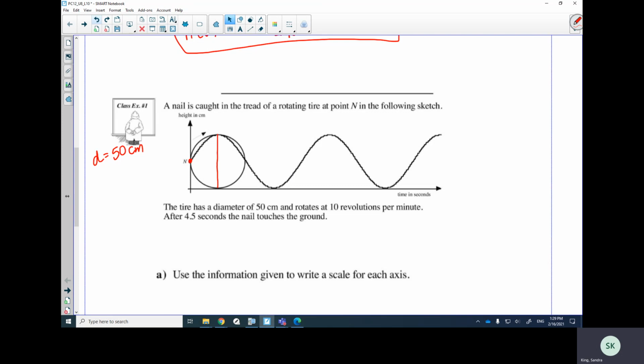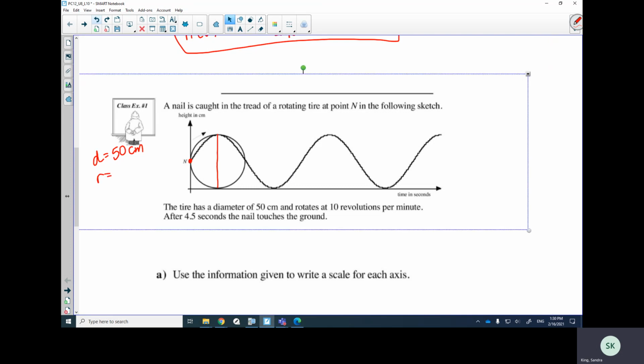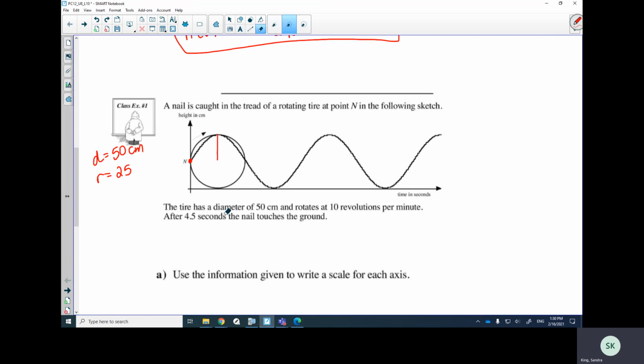What can I calculate from diameter? Not period, not just yet. What can I do with diameter, Viola? No, I don't even need that. The radius. If you have the diameter, you could divide that number by 2 and you have the radius. Here's why knowing the radius is helpful. So watch this. If I tell you guys that this is the center of the tire and this is 25, what parameter did I just give you?